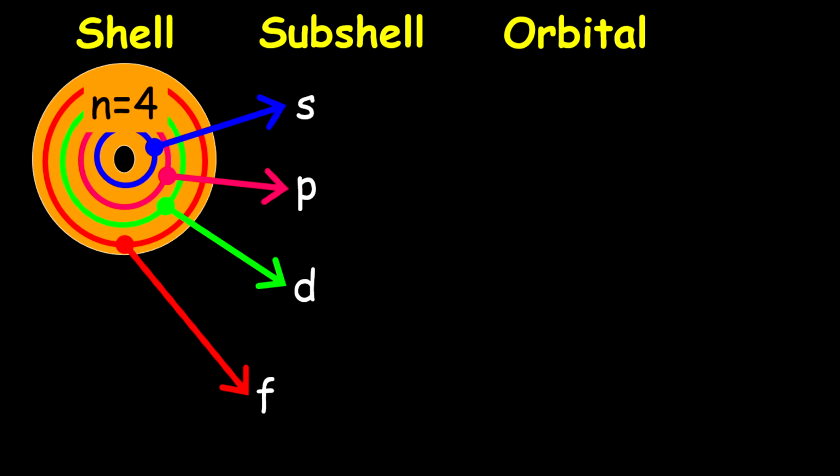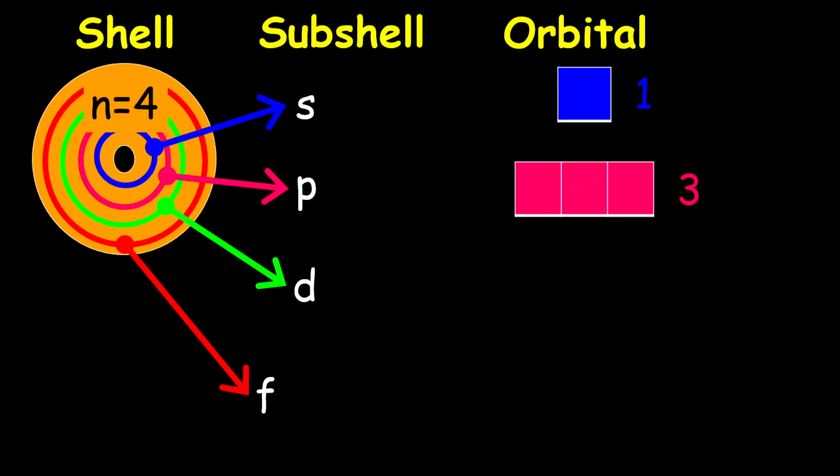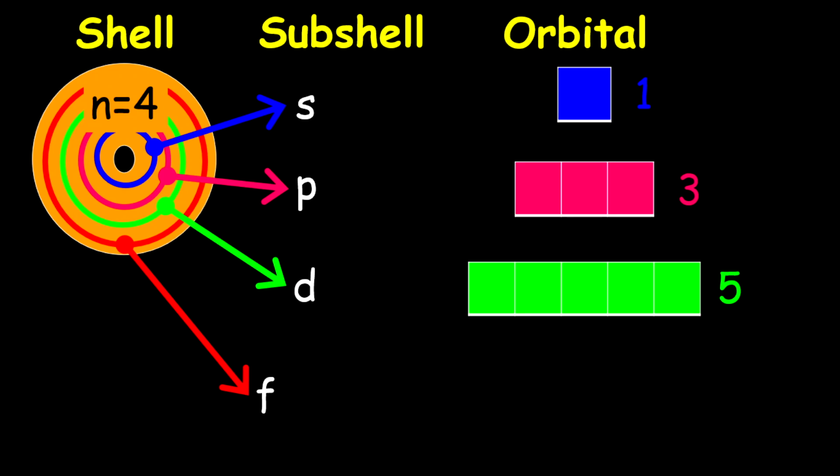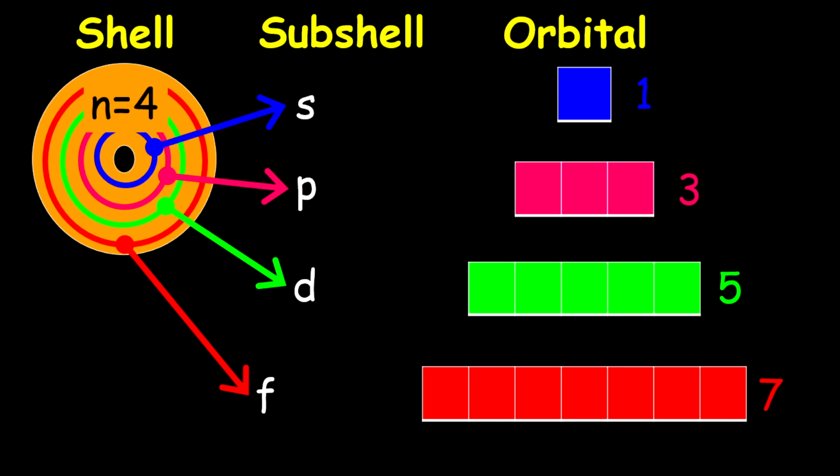And now to associate the number of orbitals to these, when it is S, there's only 1 orbital. Okay? And when there is P, there are 3 orbitals. I'm going to tell you why shortly. And when there is D, there are 5 orbitals. And when it is F, there are 7 orbitals.